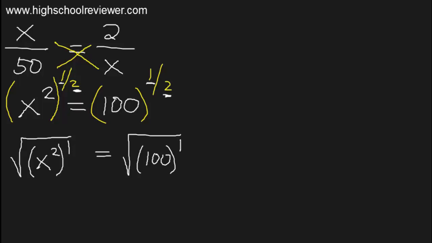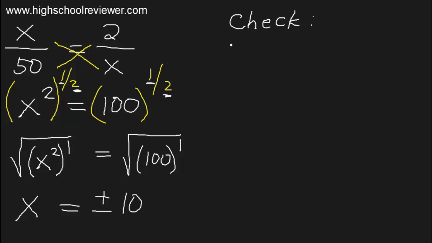So x squared raised to 1 is still x squared. The square root of x squared will be equal to x, and the square root of 100 will be plus minus 10. Let us check if our answers are correct.